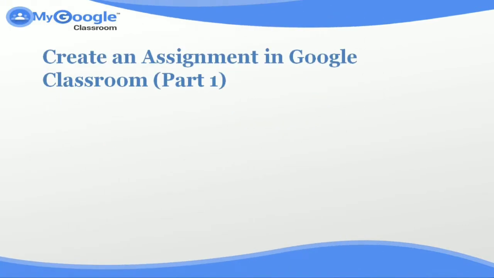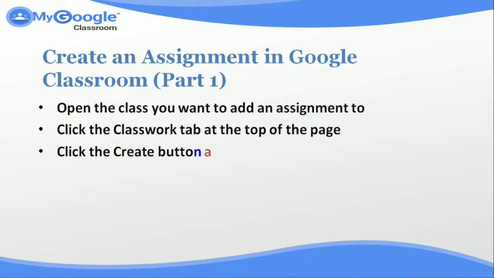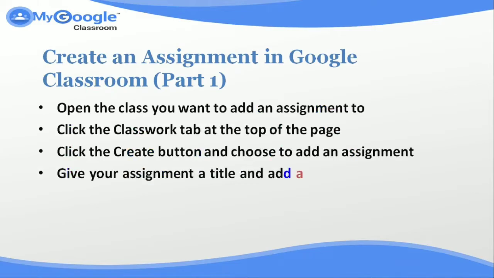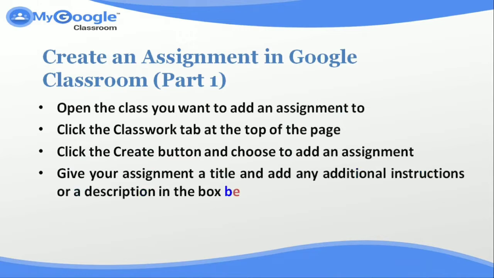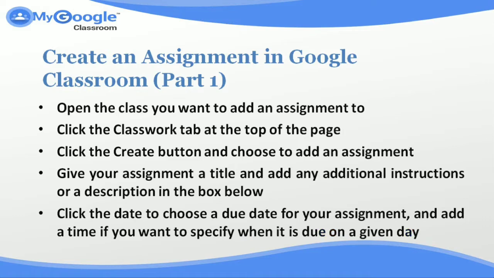Create an assignment in Google Classroom, Part 1. Open the class you want to add an assignment to. Click the Classroom tab at the top of the page. Click the Create button and choose to add an assignment. Give your assignment a title and add any additional instructions or descriptions in the box below. Click the date to choose a due date for your assignment and add a time if you want to specify when it's due on a given day.